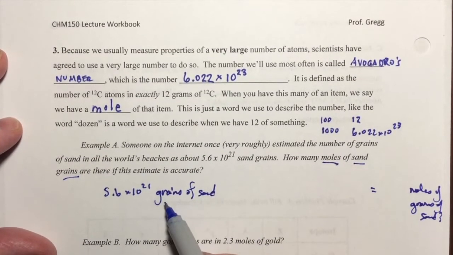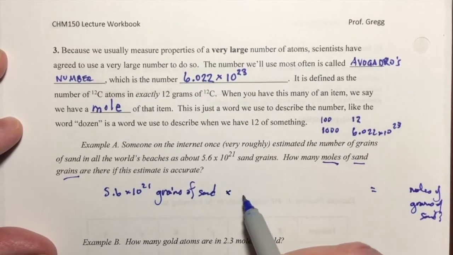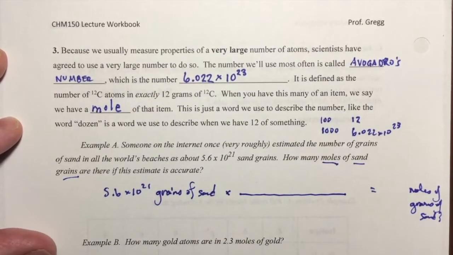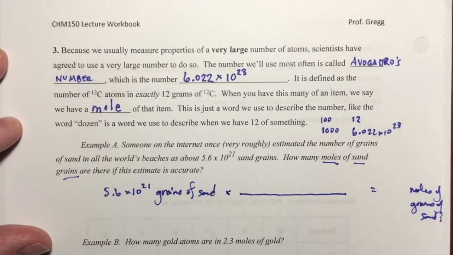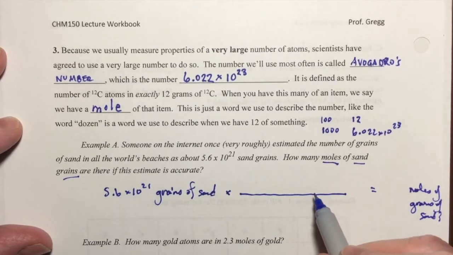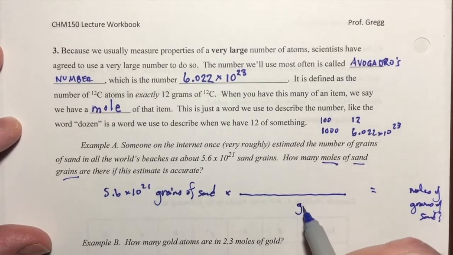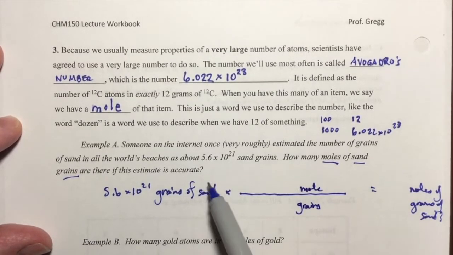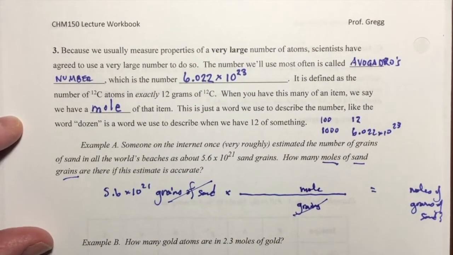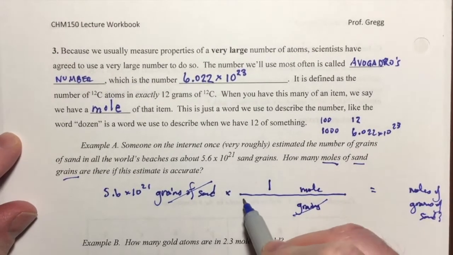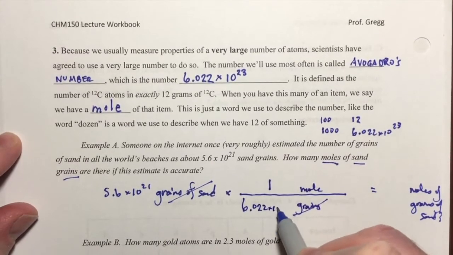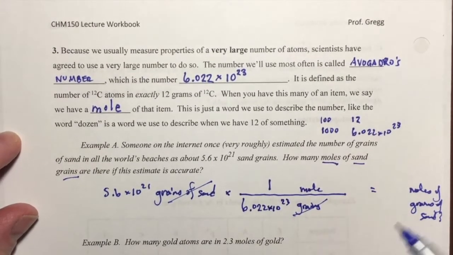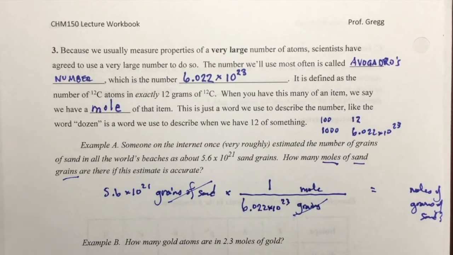So I'm going to convert from these grains to moles. And remember, a mole is just a number of something. So how many grains of sand are in a mole of sand grains? Well, I've got my grains canceling out. I've got my moles up top where they belong. If I have 1 mole, I have an Avogadro's number of grains in that mole, right? So now I can do my math.